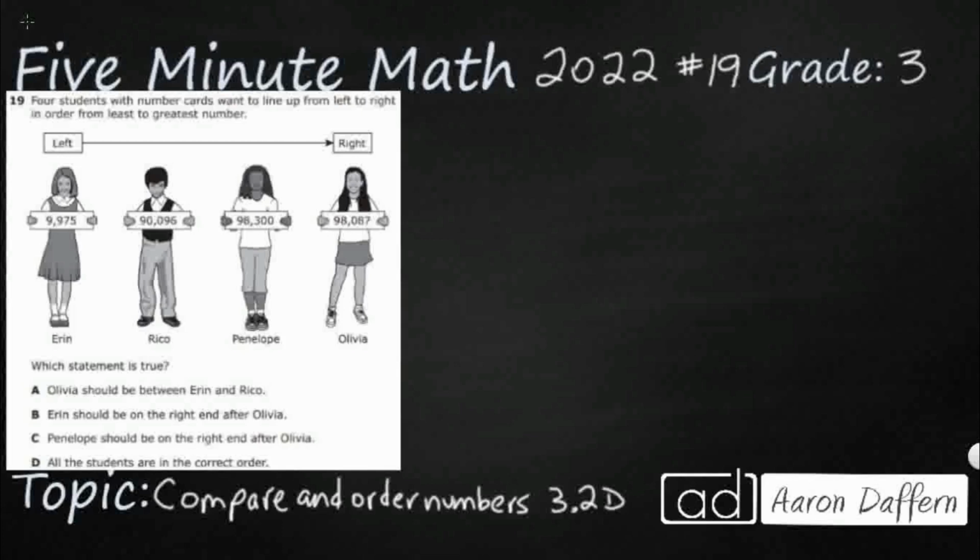Today we are looking at the third grade concept of comparing and ordering numbers. This is standard 3.2D in the great state of Texas, and we are using item number 19 of the 2022 released STAAR test. If you haven't done so already, please go ahead and take a moment to pause the video, work this problem out on your own, unpause it, and we will look at our answers together.